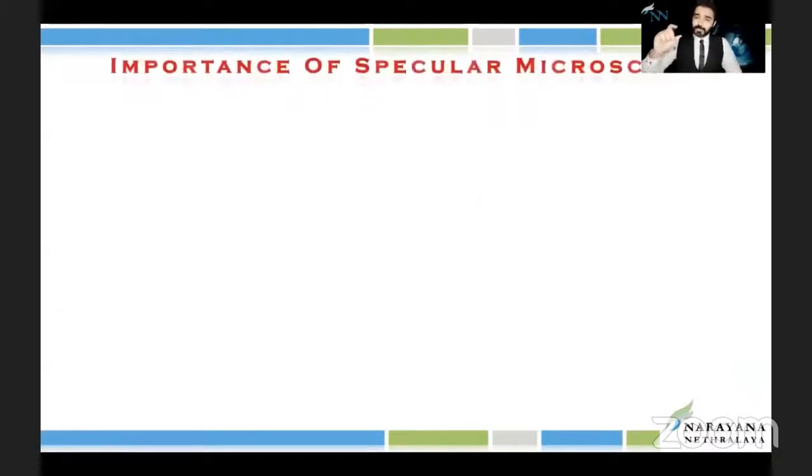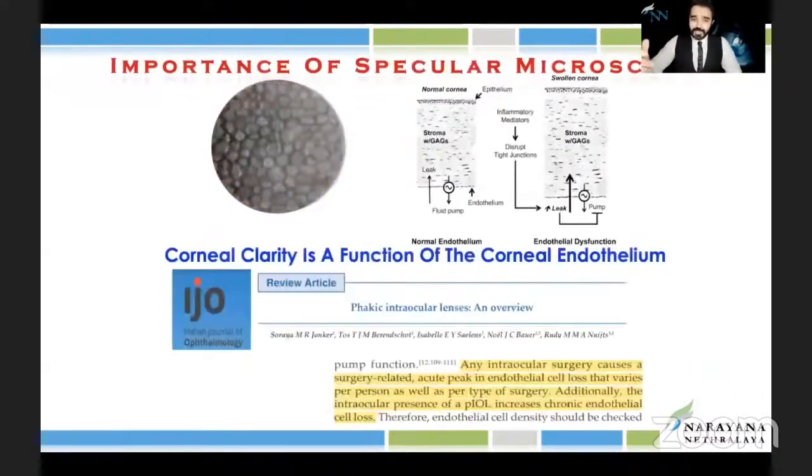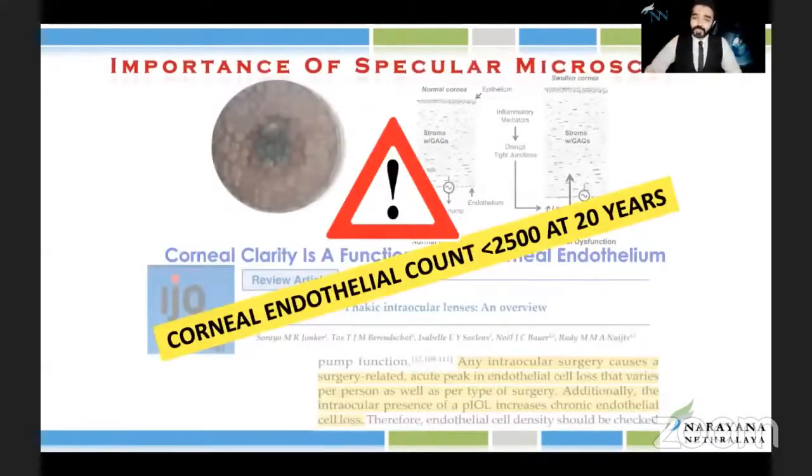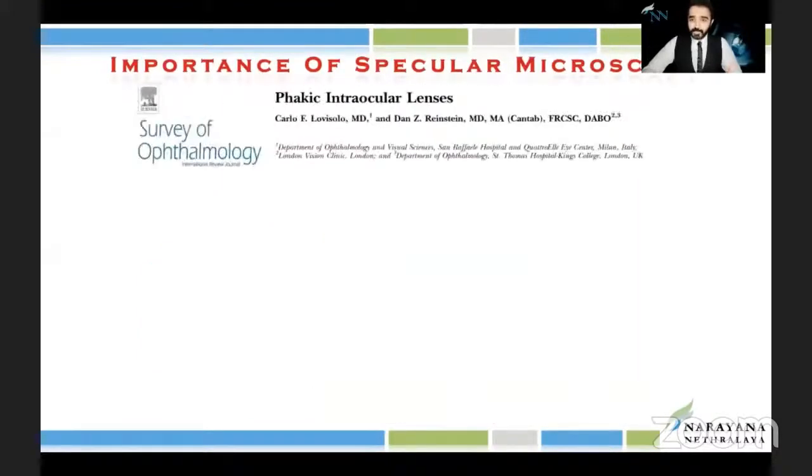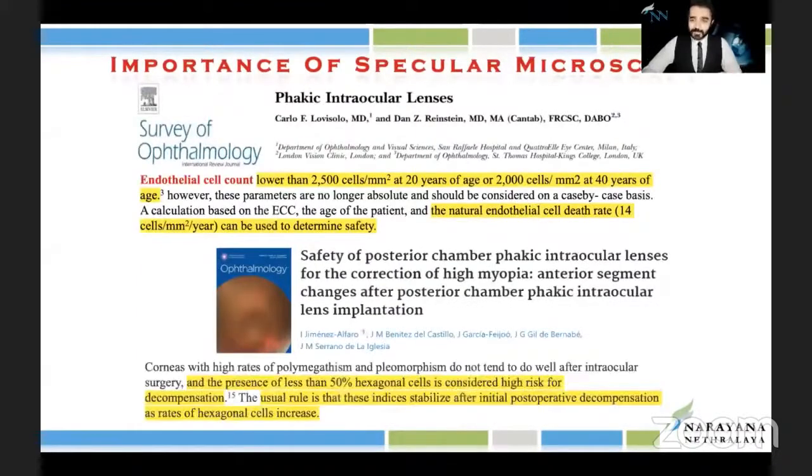Now, the other thing we really need to look at is the endothelium. When we have a corneal endothelial count less than 2,500 at 20 years, it's better to avoid. And also if the count is less than 2,000 at 40 years, again, it's better to avoid implanting these lenses.